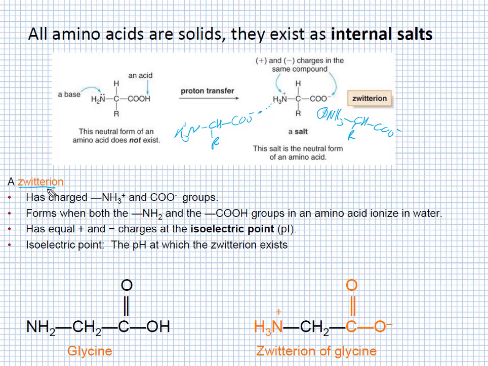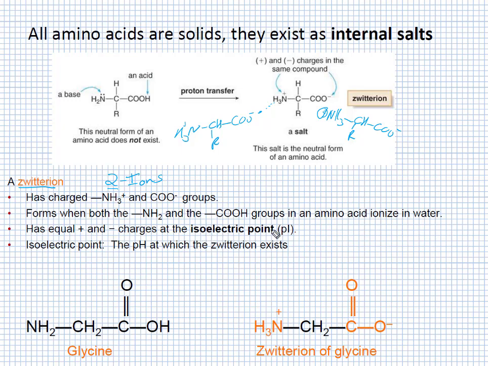A Zwitter ion means 2 ions. German for essentially 2 ions. Zwei, Zweiter ion, Zwitter ion. We pronounce it as Zwitter ion. It has the ammonium ion and the carboxylate, right? That's what you see here. This is a Zwitter ion, the ammonium ion and the carboxylate.